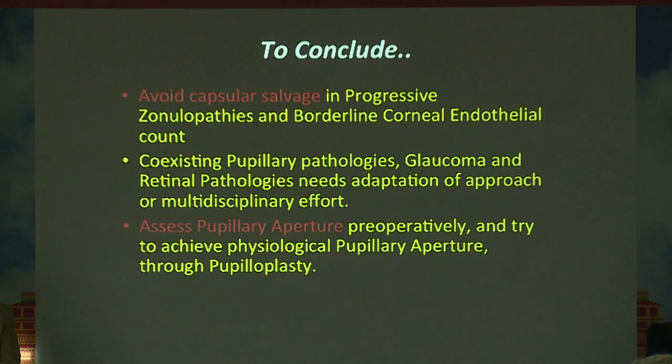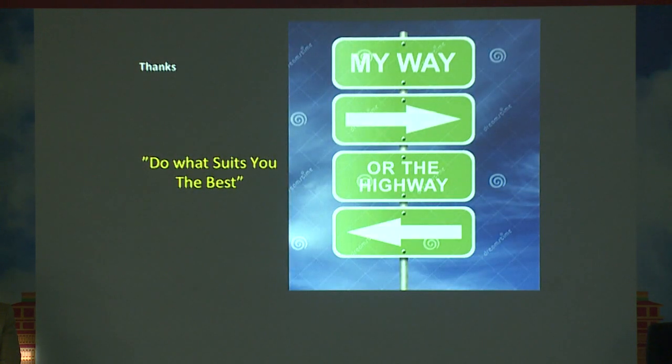Avoid capsular salvage in progressive zonulopathies and borderline corneal endothelial count. Coexisting pupillary pathologies, glaucoma, and retinal pathology need adaptation of approach or a multidisciplinary approach. Assess pupillary aperture preoperatively and try to achieve a physiological pupillary aperture through pupilloplasty. And in the end, do what suits you the best.